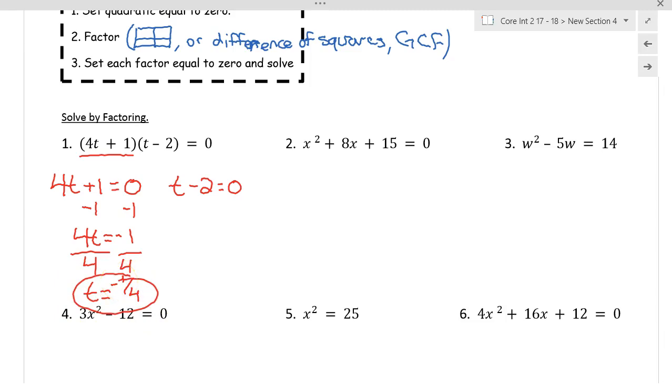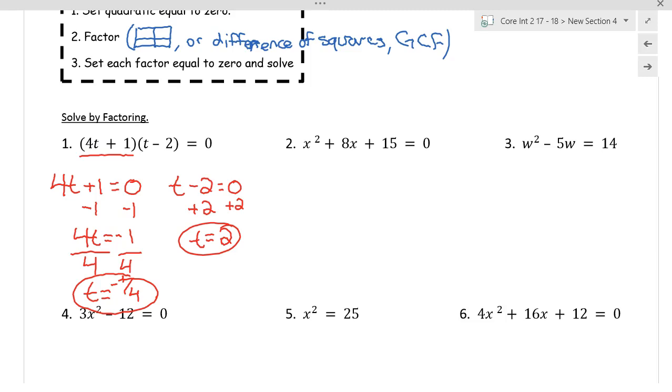t minus 2 equals 0. I'm going to add 2 to both sides. t equals 0 plus 2, which is 2. So both of these are my answers. When you're solving quadratics, you'll get 2 answers.